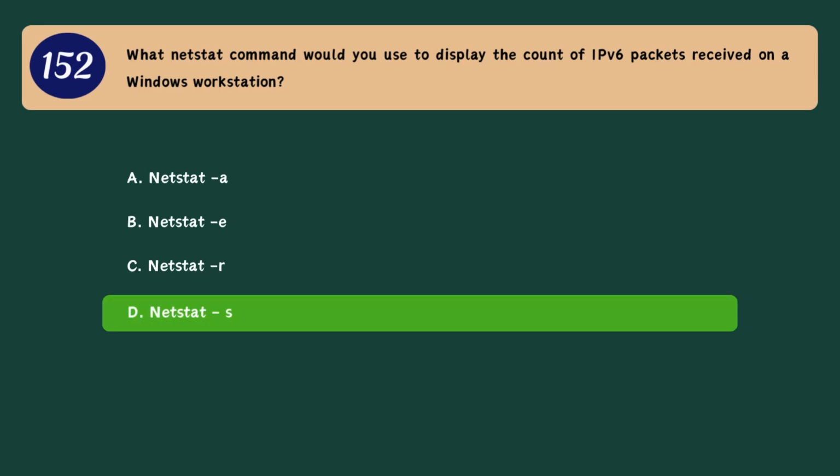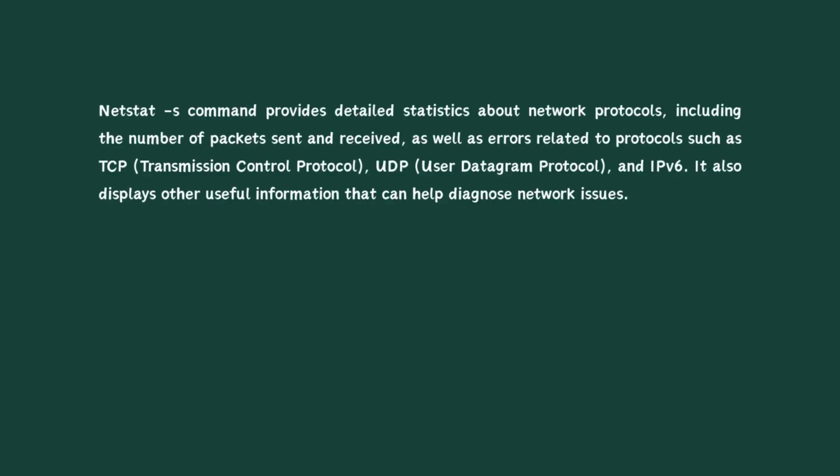Correct answer. D. netstat -s. The netstat -s command provides detailed statistics about network protocols, including the number of packets sent and received, as well as errors related to protocols such as TCP, UDP, and IPv6. It also displays other useful information that can help diagnose network issues.